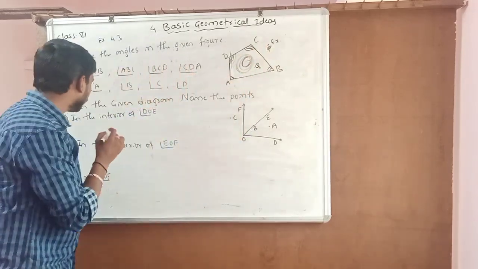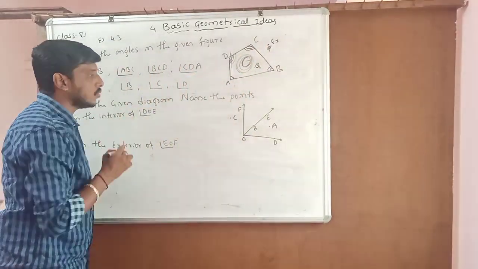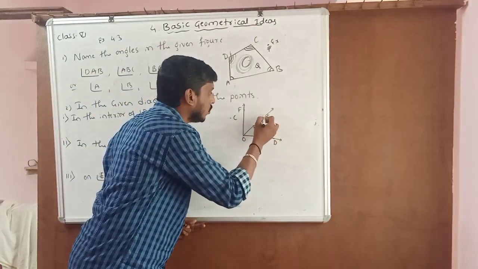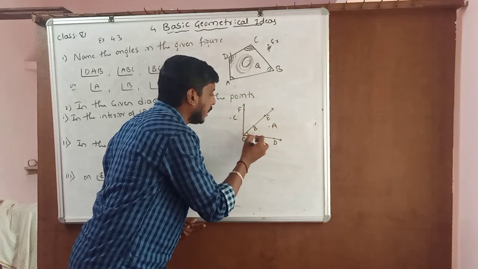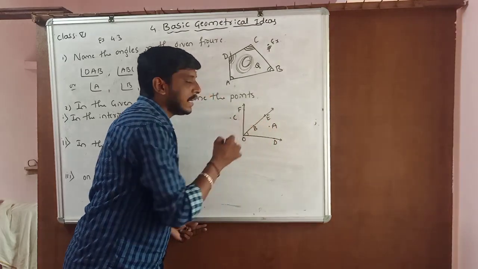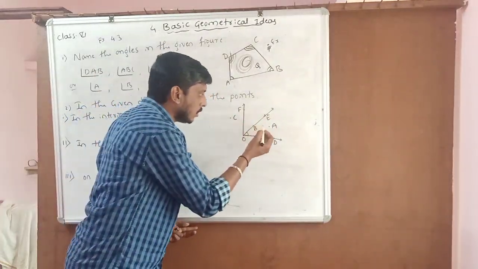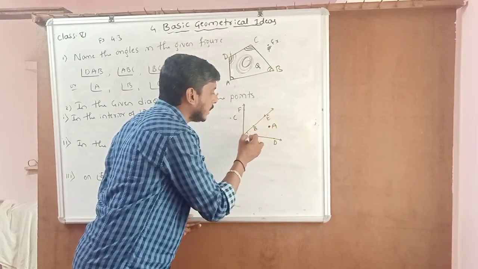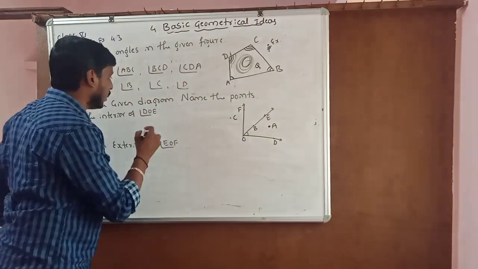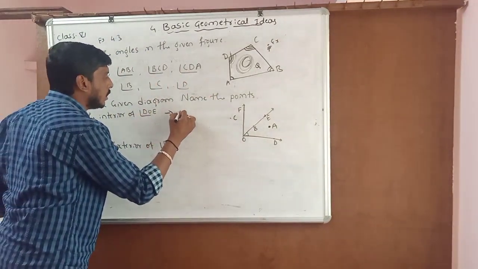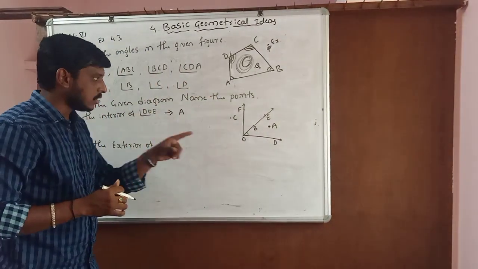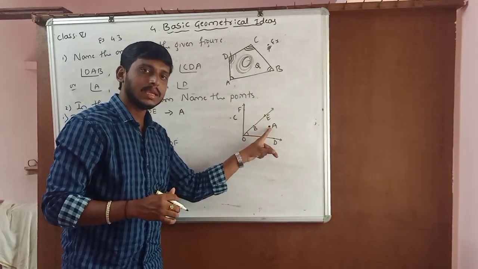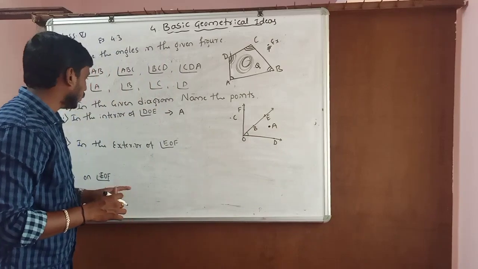Okay, so what is the first one? In the interior of DOE. First you check it. In this angle DOE, what is the interior point? Here the only interior point is this A, a point in the interior of angle DOE. So the answer is point A. In the interior of angle DOE, the point that lies here is A. Okay, next question.